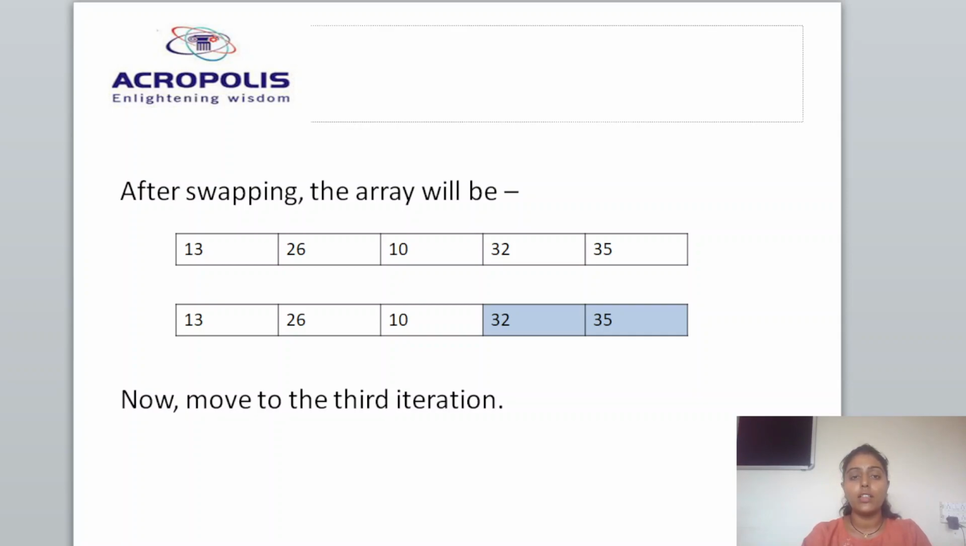Now we go to the next step. In our array the last elements are 32 and 35. So we have to compare 32 and 35, and as we see 32 is the smaller number and 35 is the greater number, so there is no swapping required. Now our second iteration is completed here and we have to move to the third iteration.